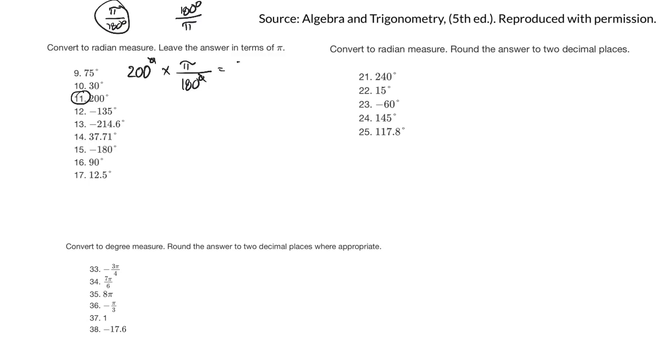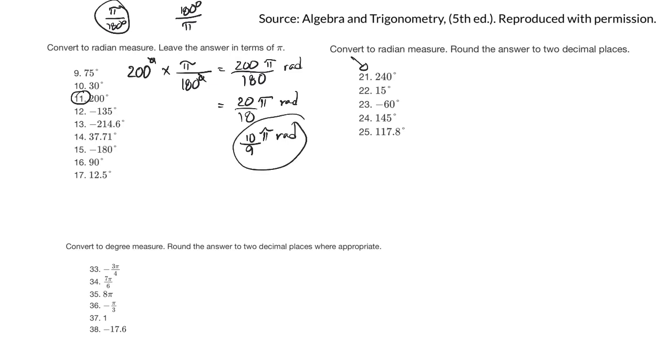Now I could write it as 200 pi over 180 radians, but I could simplify 200 and 180. So we could divide both by 10, so it's 20 over 18 pi radians. And then maybe divide by 2. So that's 10 ninths pi radians, and I could leave my answer like that. If I wanted decimal radians, oh, that's one over here. Let's try that. So this one is left as pi radians.